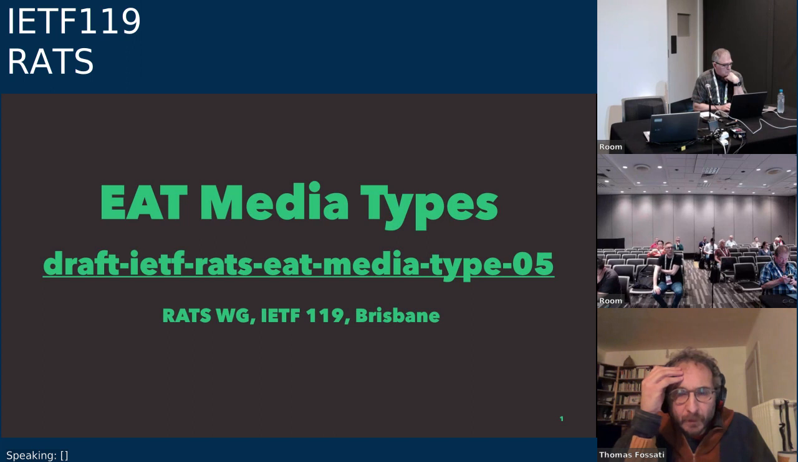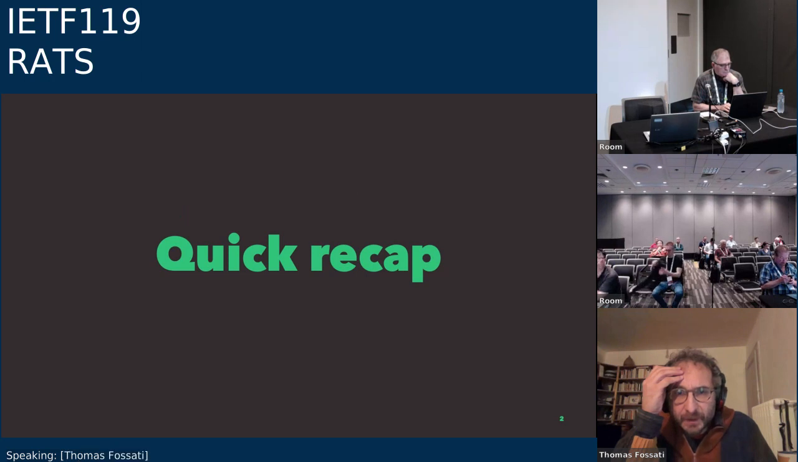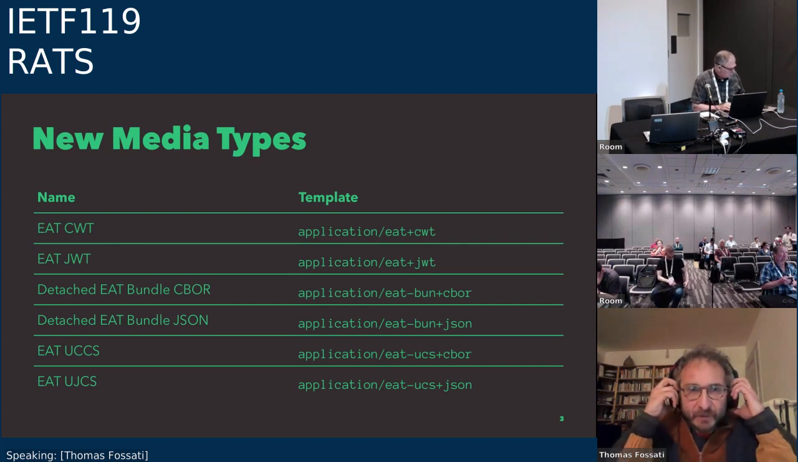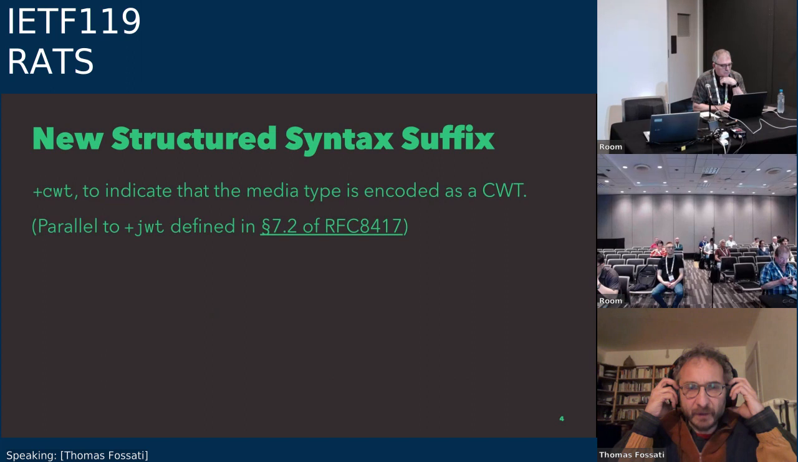Okay, so this is for EAT Media Types. Next, please. Quick recap. So we have 6 new media types defined, one for each of the productions of the EAT grammar. So JWT, CWT, and then the bundles and UCCS for both JSON and CBOR. Next, please. We also have a new structured syntax suffix +cwt that indicates that the media type is encoded as CWT. And this is equivalent to +jwt defined in RFC 8417.